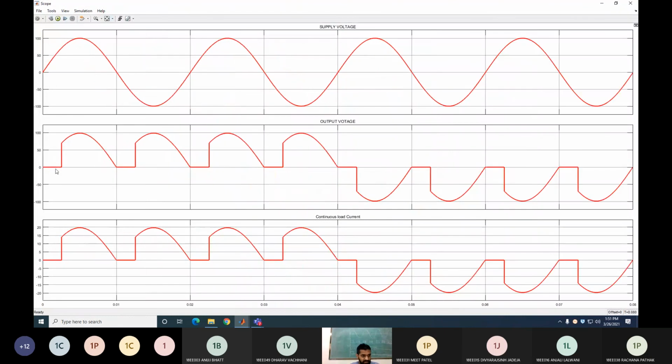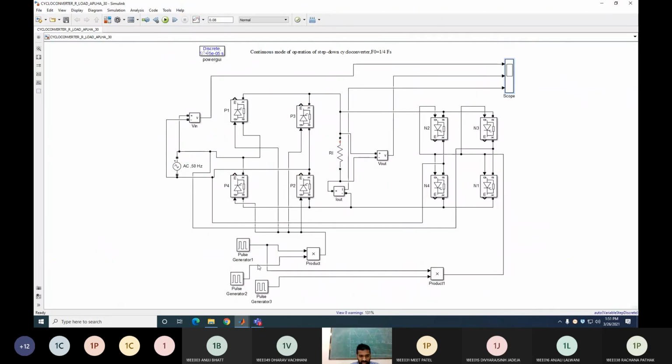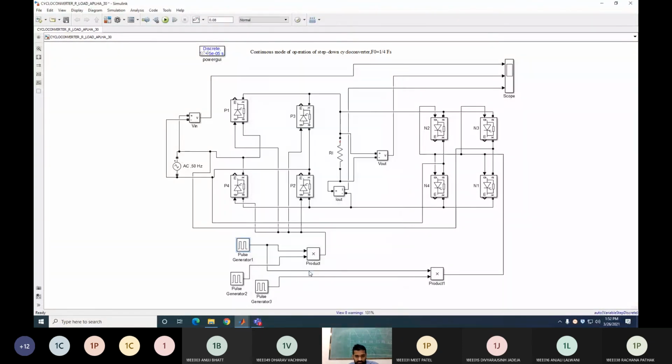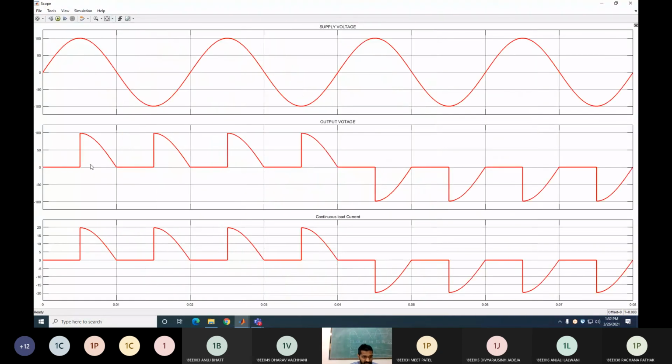You can see the zero output voltage duration increases. So it means the average output voltage decreases. If I take a 90 degree firing angle delay, you get one half of your half cycle. You can see here, depending upon the voltage requirement, the person selects the firing angle delay.